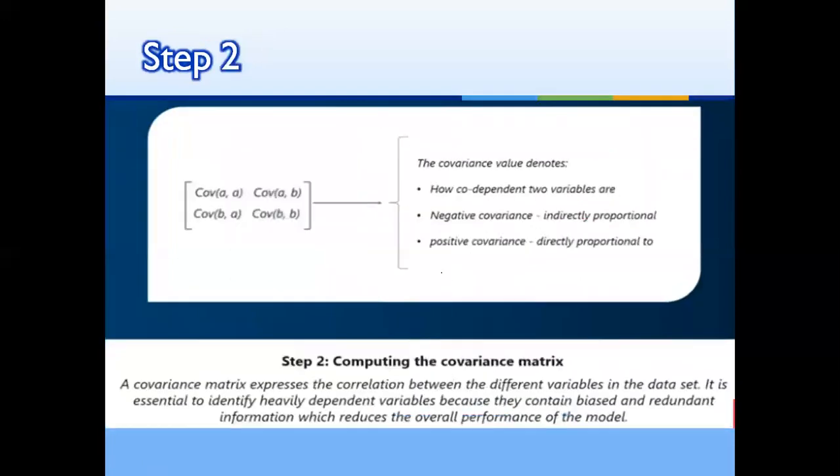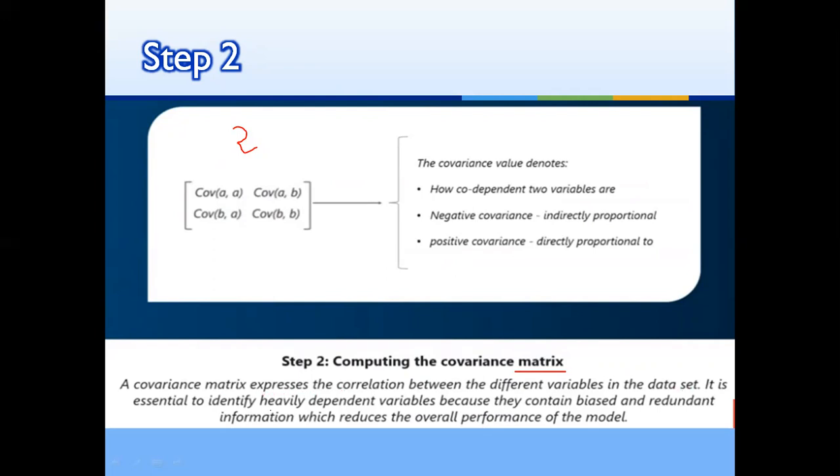Then after this standardization of the data, you can use the second step, computing the covariance matrix, right? The mathematics of this covariance matrix we have already covered in the previous session. If there are two dimensions in the data set, your covariance matrix will be of 2 by 2 dimension, right? Here the covariance matrix actually expresses the correlation between the different variables in the data set.